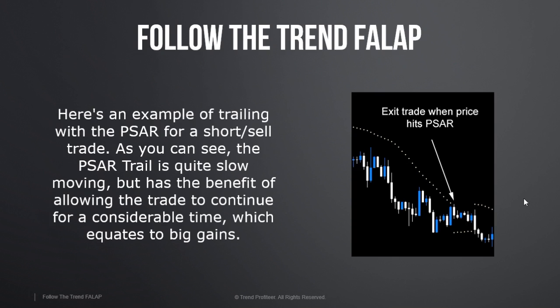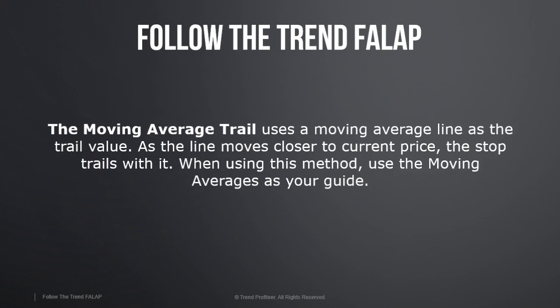As you can see, the PSAR trail is quite slow moving, but has the benefit of allowing the trade to continue for a considerable time, which equates to big gains. In this case, it would have only been exited out on this bar when it came up to the parabolic SAR dot. Okay. The nice thing is that you can actually trail the trade a few pips above the parabolic SAR on a sell, or a few pips below the parabolic SAR on a buy, and that just gives it even more room. But again, it's on a case-by-case basis, and the nice thing is that you can change the settings at any time in the trade, and the trade assistant will pick it up and manage your trade for you based on your settings.